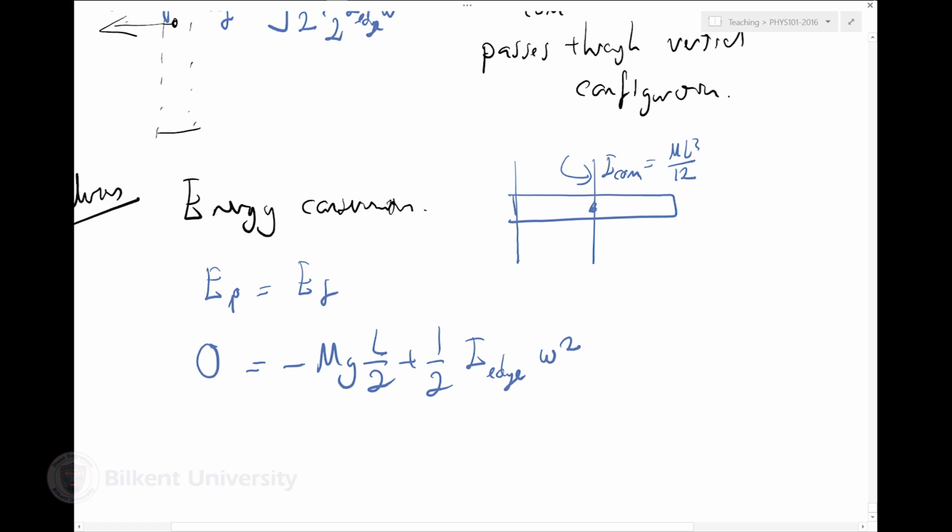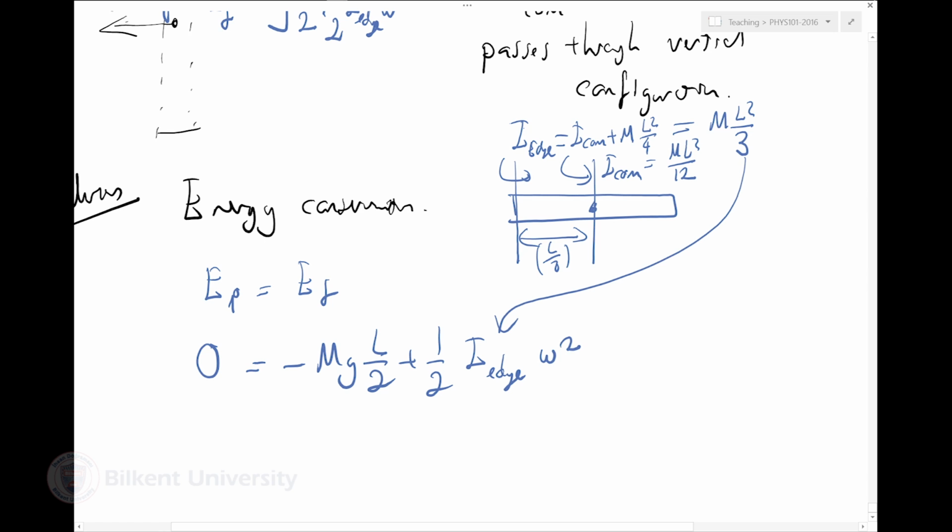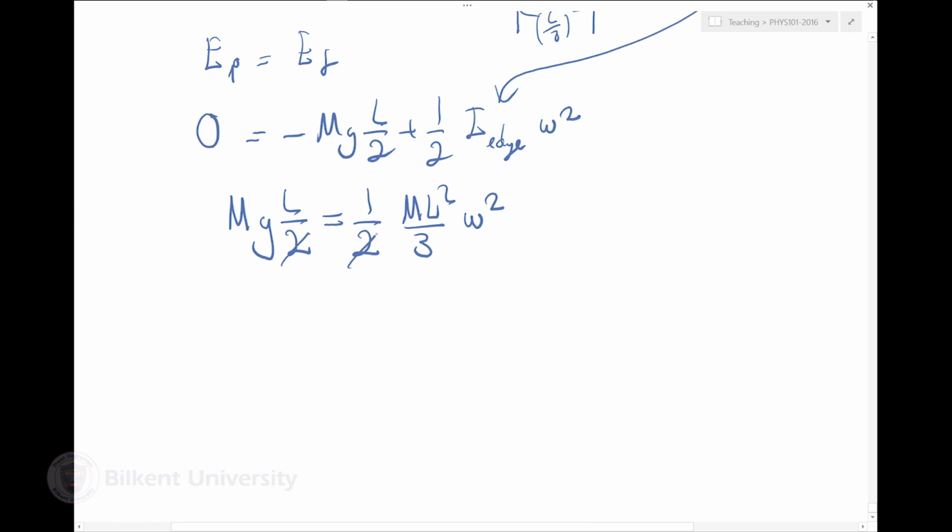So around the edge, what's it going to be? It's going to be I center of mass plus m times the distance, which is L over 2 squared, so L squared over 4. So it's going to be mL squared over 3. I'll pass the first term to the other side. mg L over 2 is 1 over 2 times mL squared over 3 times omega squared. The 1/2 cancels, m's cancel, 1 power of L cancels. Square root of 3g over L is omega.